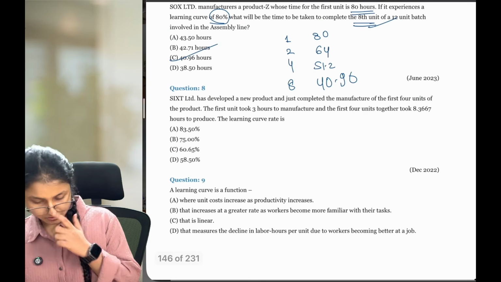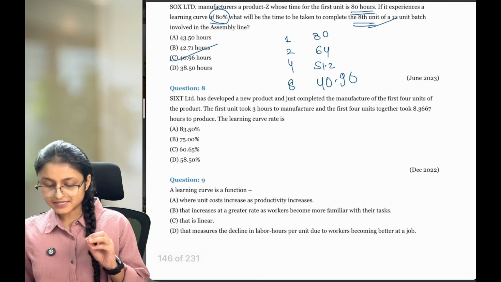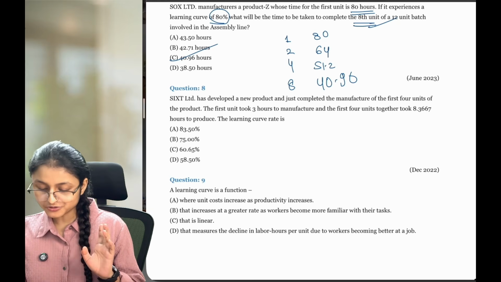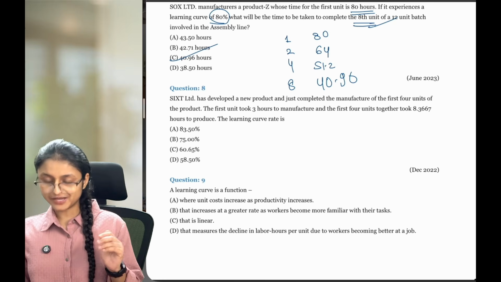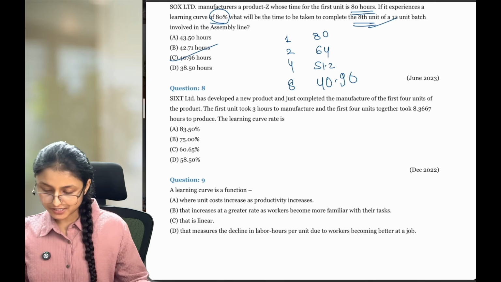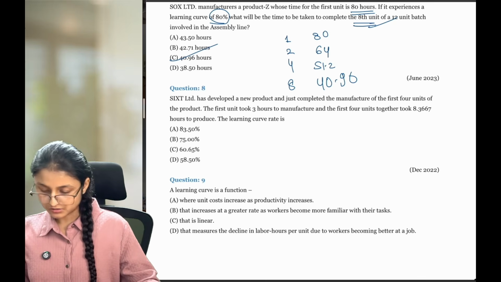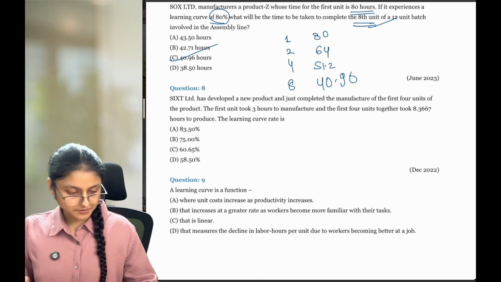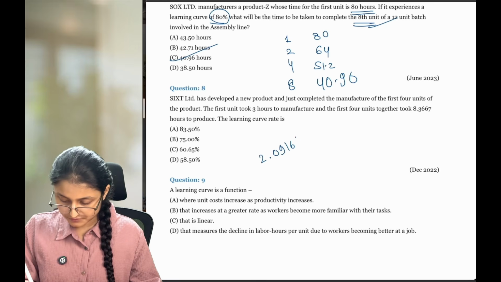Okay? Next. Sixth Limited has developed a new product and just completed the manufacture of the first 4 units. The first unit took 3 hours and the first 4 units together took 8.3667 hours. You need to calculate the learning curve ratio. So first I need to calculate the average time. 8.3667 is for 4 units.